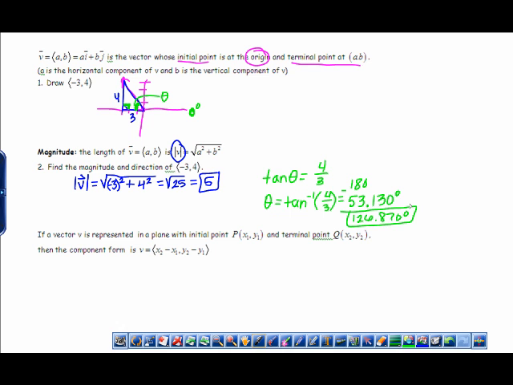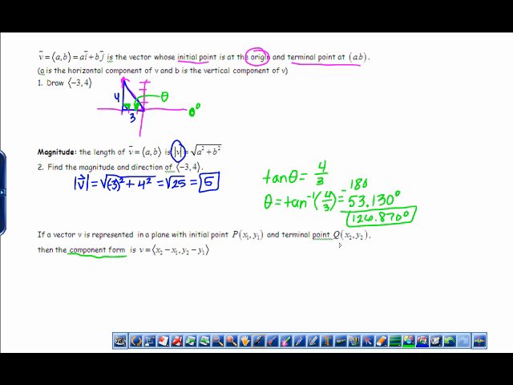So we've got horizontal, vertical components. We've also got magnitude and direction given an angle. Okay, and all related to the trig that we've been doing this semester. It says if a vector v is represented in a plane with an initial point and a terminal point, then the component form, and when you see component form here, just think of the most simplest one where it starts with the origin. This is a way of taking when it doesn't start at the origin and making it start at the origin, which will always make it easier for you.